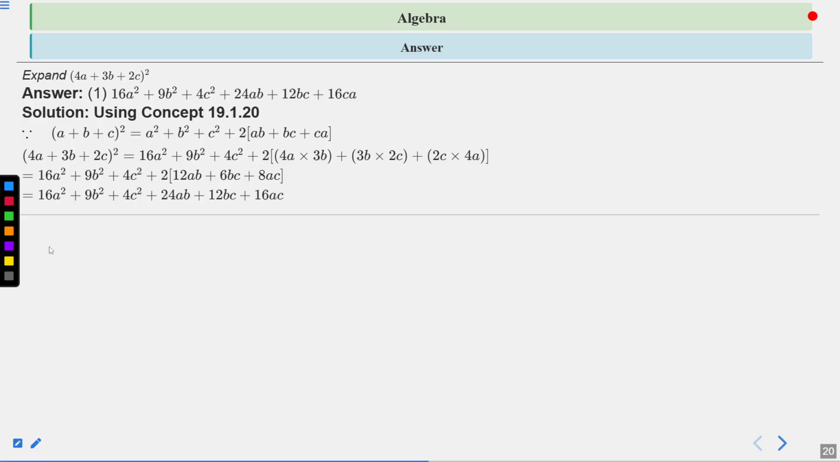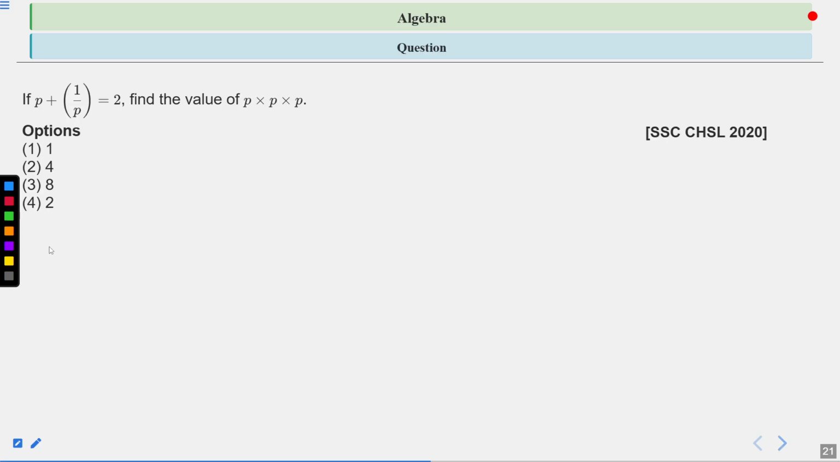Next one. If p plus 1 upon p equals 2, then what is the value of p into p into p? This question was asked in the SSC CHSL exam in 2020. There are four options. First one is 1, second is 4, third one is 8, and fourth one is 2. Now you have 10 seconds to analyze the question. Your time starts now.